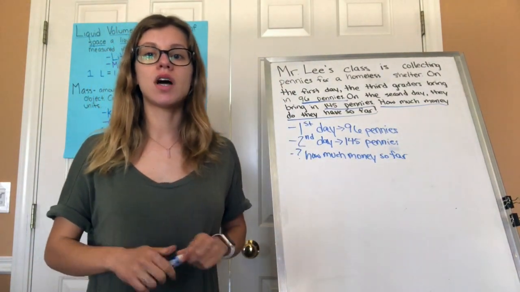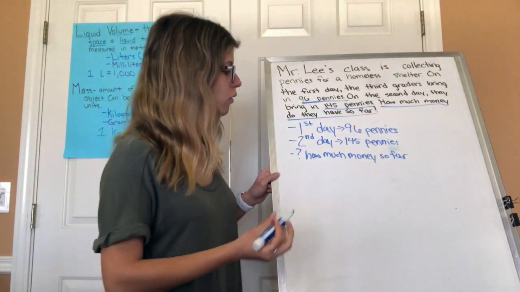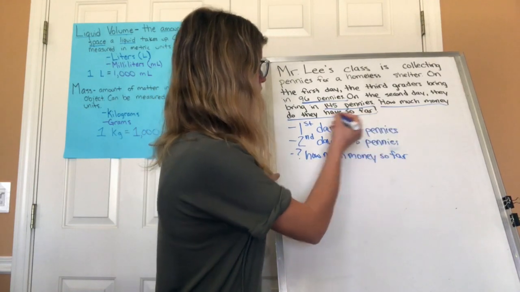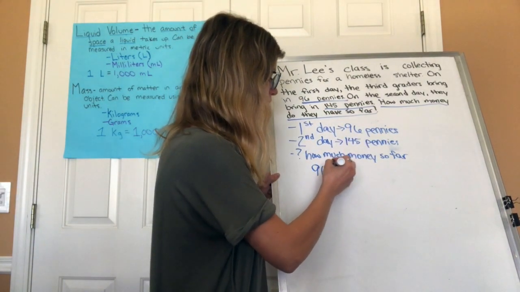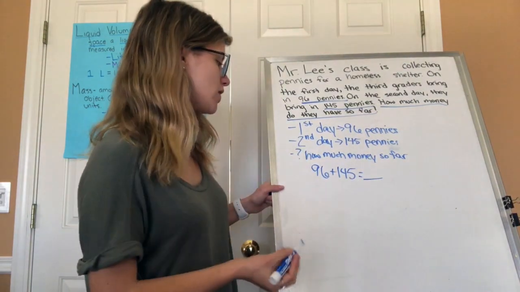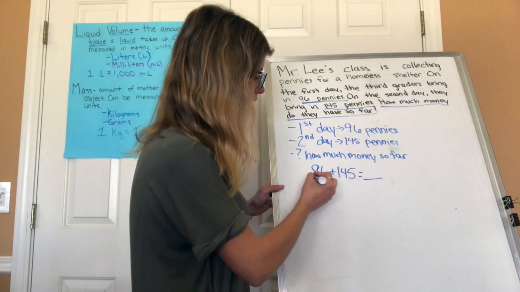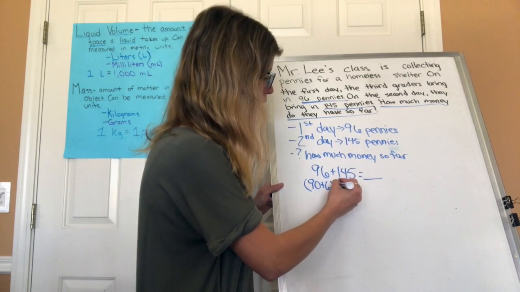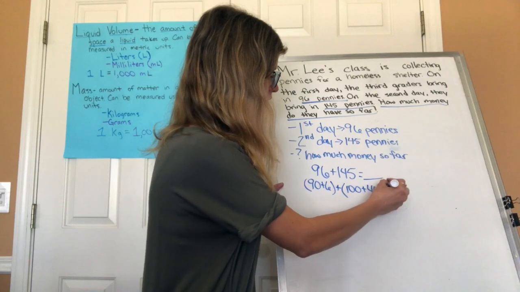So you could have solved this in a couple different ways. You could have used a number line, you could have drawn a picture, but I want you to think about if they're asking all together, how much money do they have so far all together, my equation would be 96 plus 145 equals what? What I want you to do now is I'm going to actually break down these numbers into hundreds, tens, and ones. So 96 would be 90 plus 6, and then 145 would be 100 plus 40 plus 5.